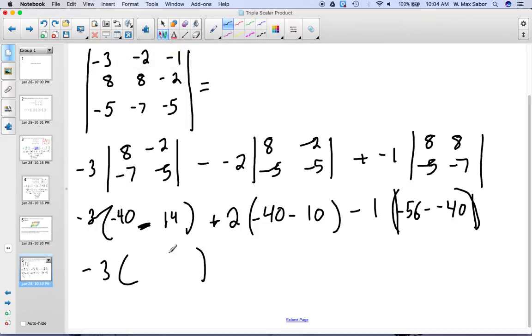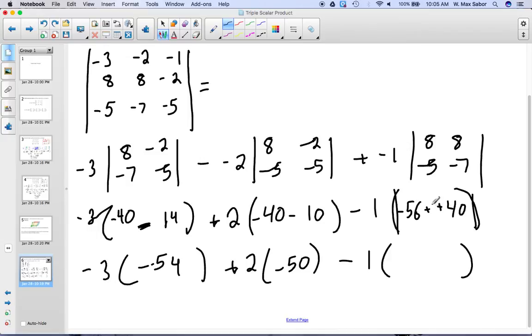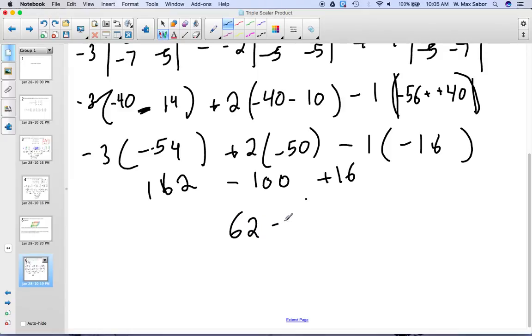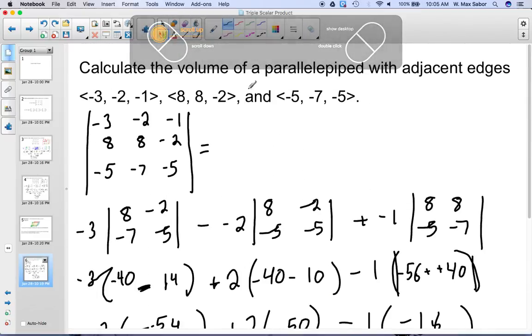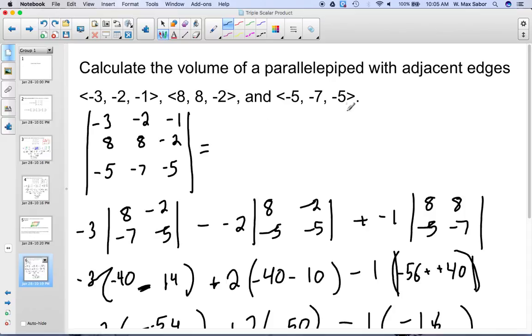Negative 3 times, this becomes negative 54. This becomes negative 50. This becomes addition, so negative 16. Negative 3 times negative 54 is 162. This is negative 100, and this is positive 16. Simplifying further gives us 62 plus 16, so 78 cubic units is the volume of a parallelepiped with these three adjacent edge vectors. Thank you.